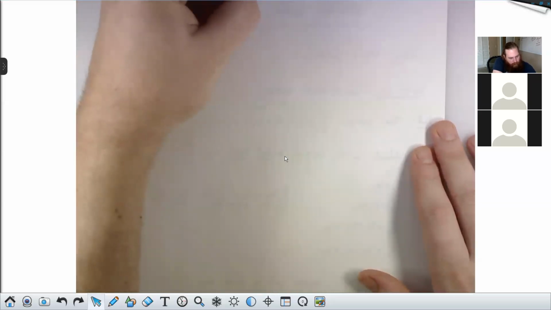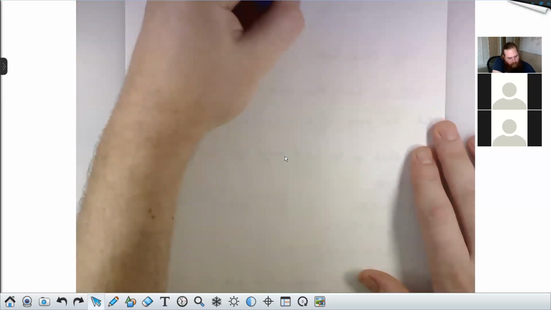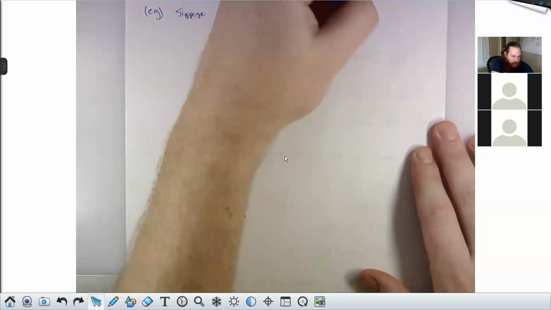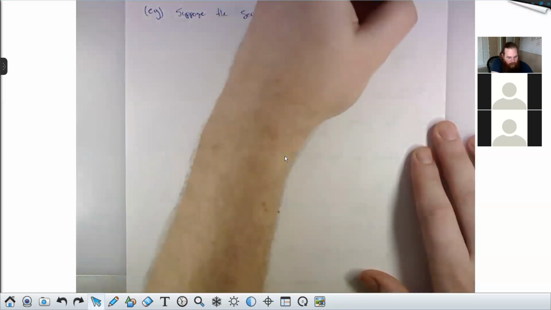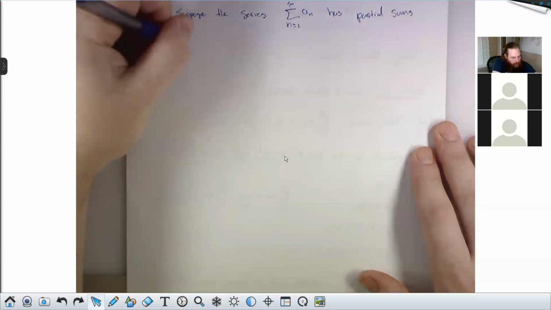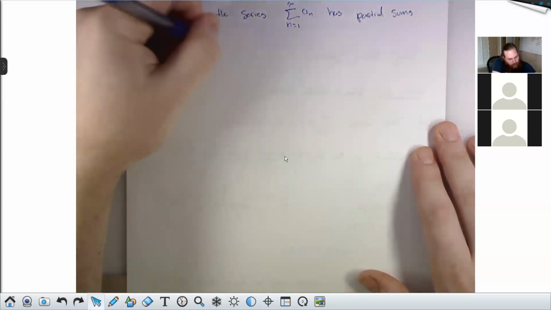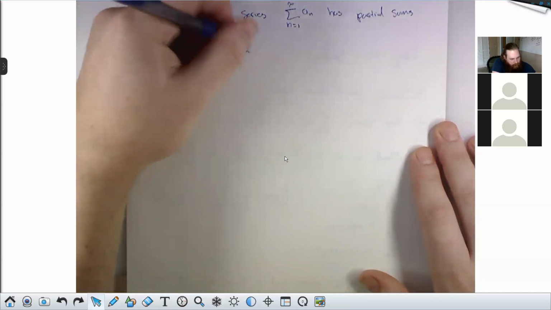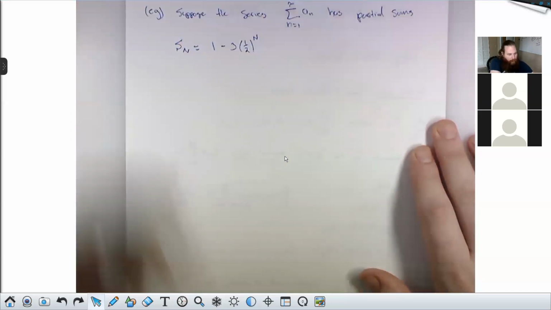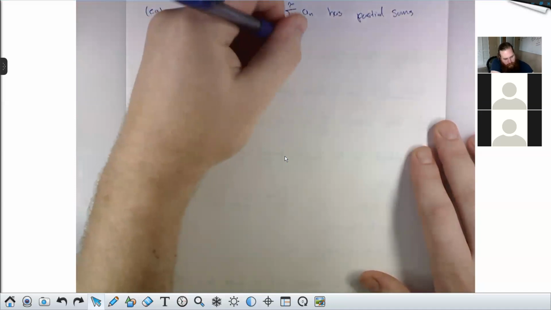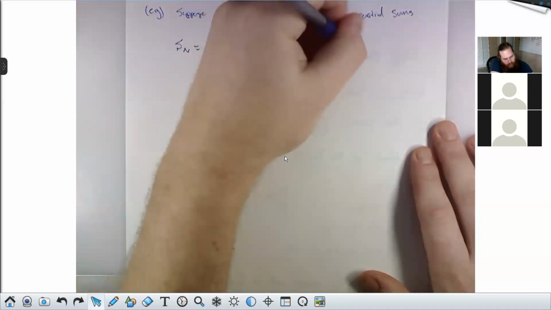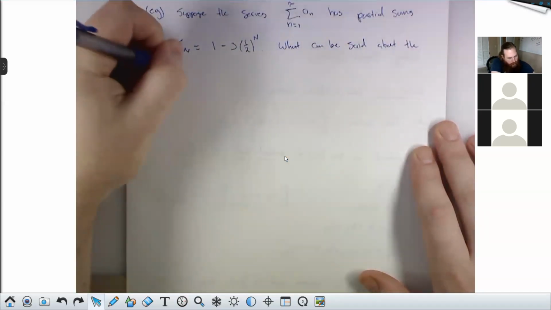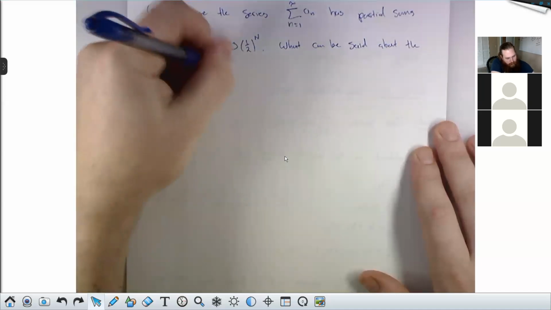Suppose the series sigma n from 1 to infinity a_n has partial sums S_n equal 1 minus 3 times 1/2 to the n. What can be said about the convergence of the series?